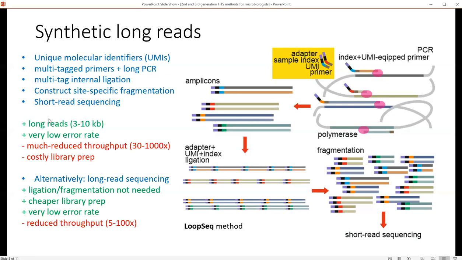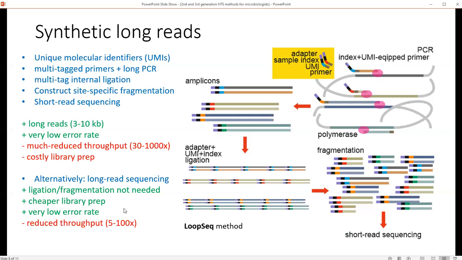These methods are restricted to the length of PCR, which is from 3 to 10 kilobases. The error rate is very low because of multiple coverage of the same individual molecule. However, the throughput is greatly reduced because of this multiple coverage, and also for securing that all reads are sufficiently covered. Also, the library preparation is relatively costly compared to ordinary short reads, but comparable to the long reads.